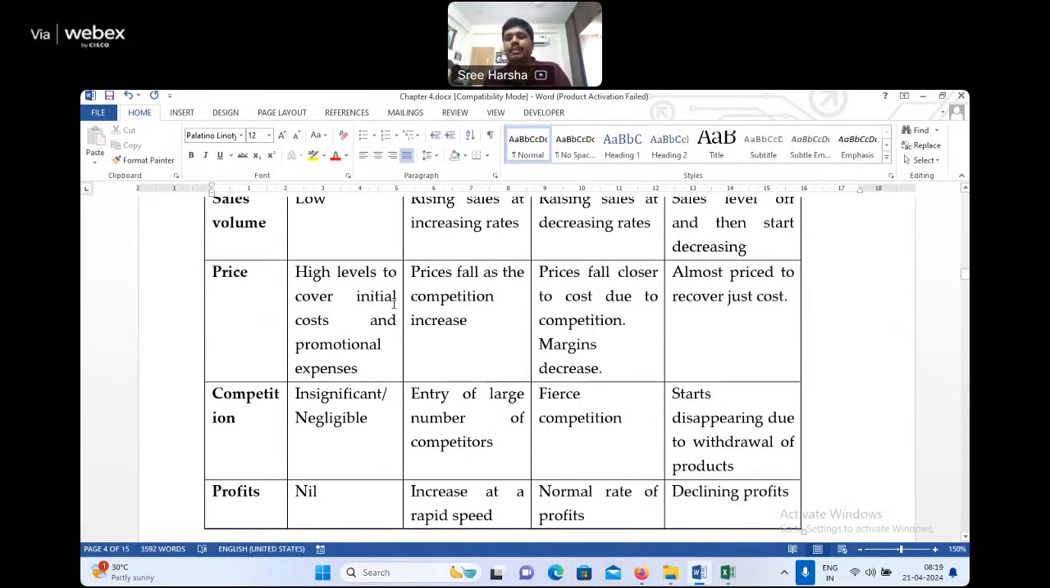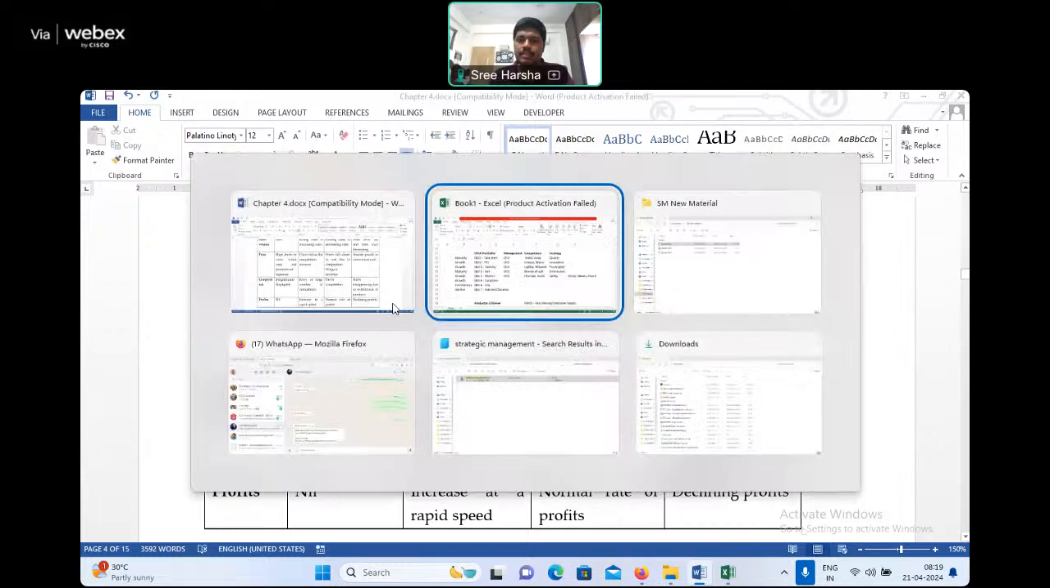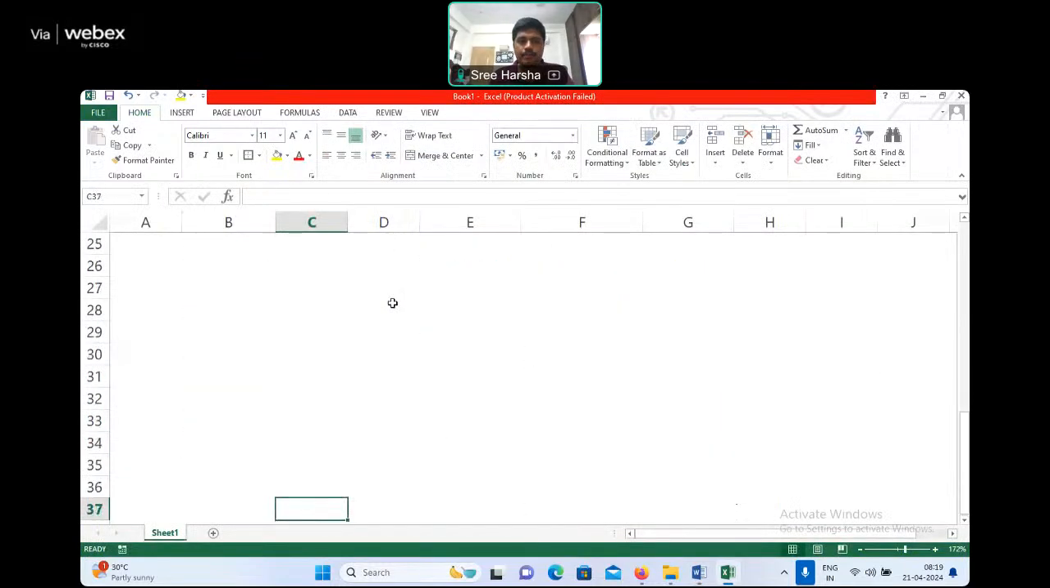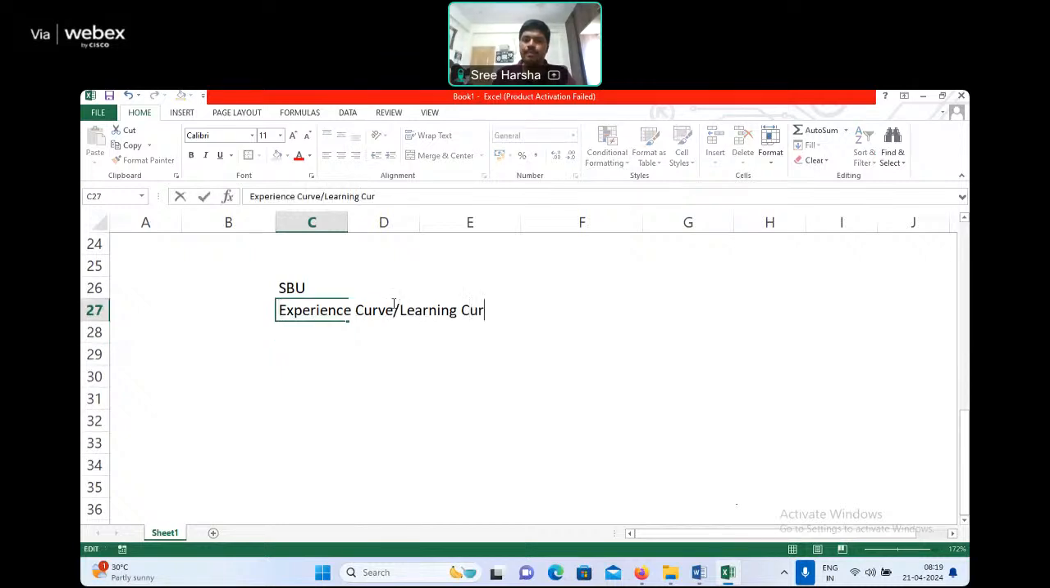So we finally saw 3 words in the portfolio analysis. The first word which we saw was SBU, strategic business unit. The second word which we saw was experience curve, also called learning curve. The third word which we saw was PLC, or nothing but product life cycle. SBU, experience curve, product life cycle. These are the 3 terms which we saw in this particular portfolio analysis.